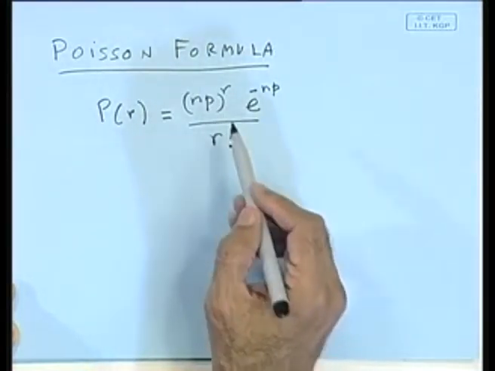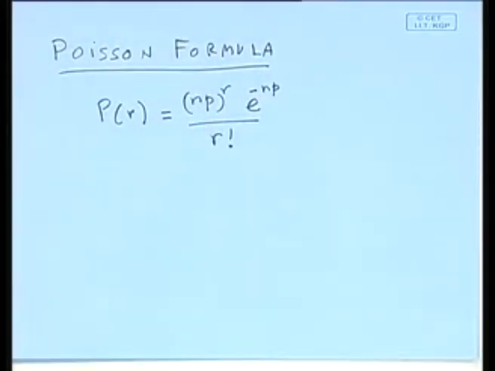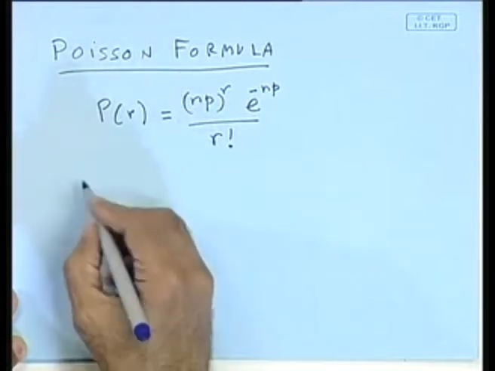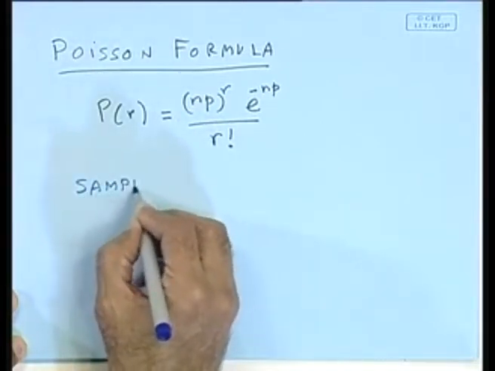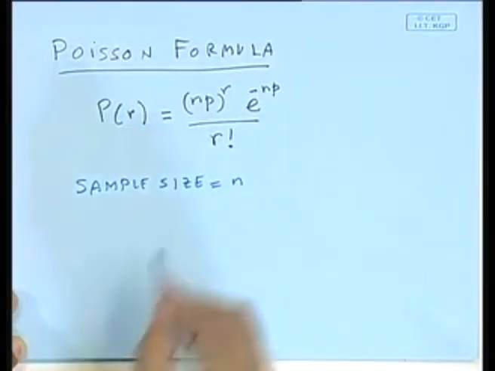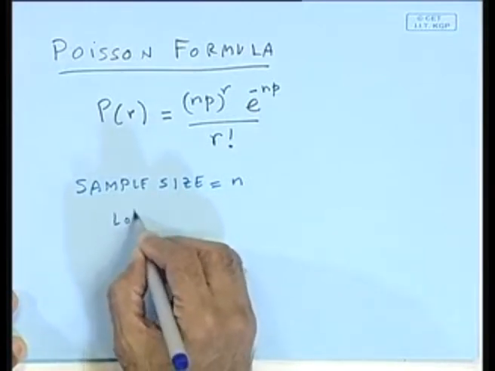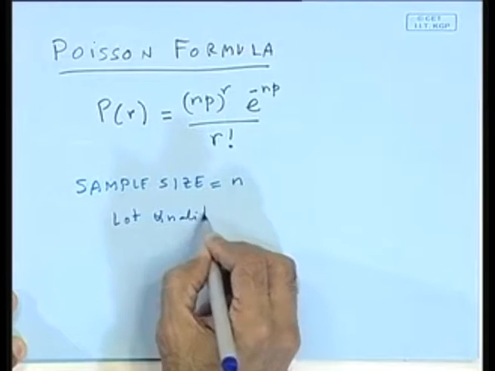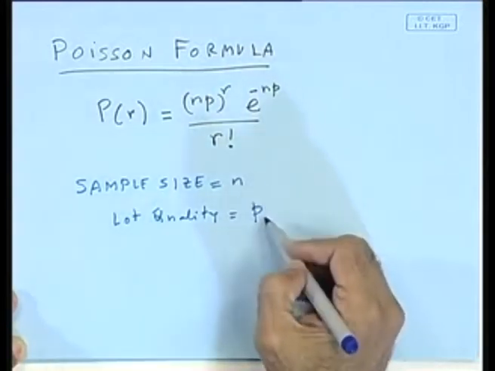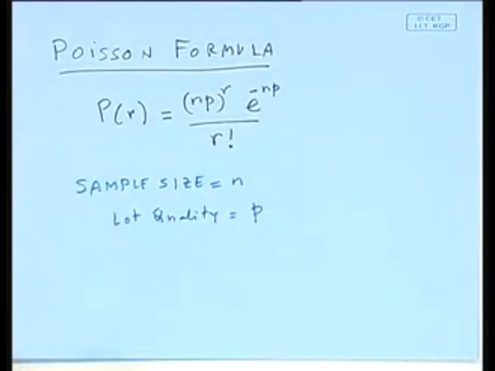Now, what have I got there? A couple of things have happened here. One is I've made a decision to select a sample size of n. So, sample size is n and lot quality is p. These two are given to me. If these two are given to me, then the Poisson formula gives me the chance of finding R defects in n items chosen.